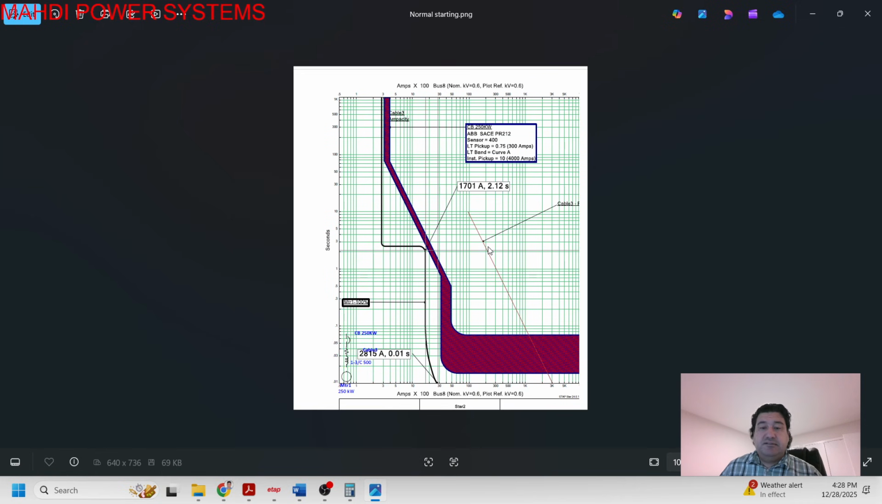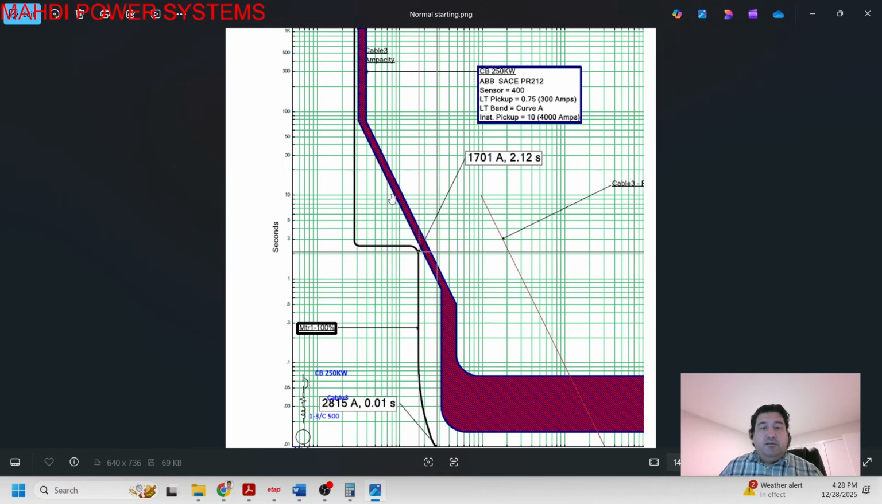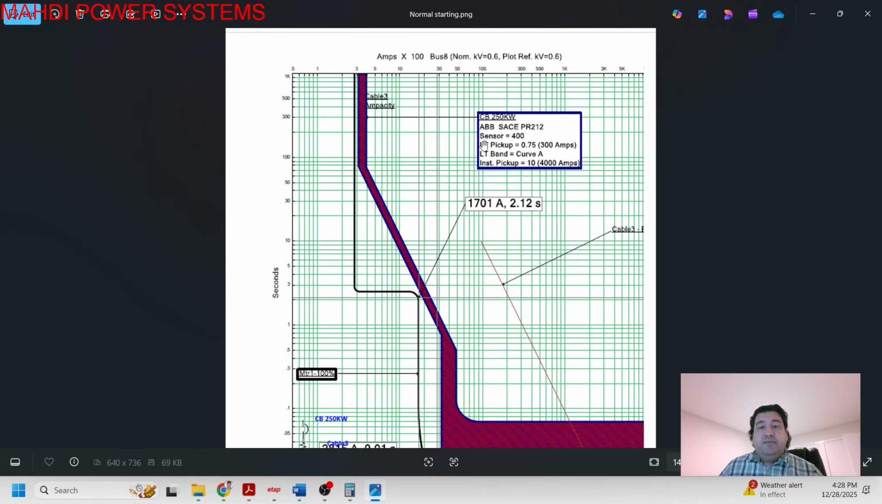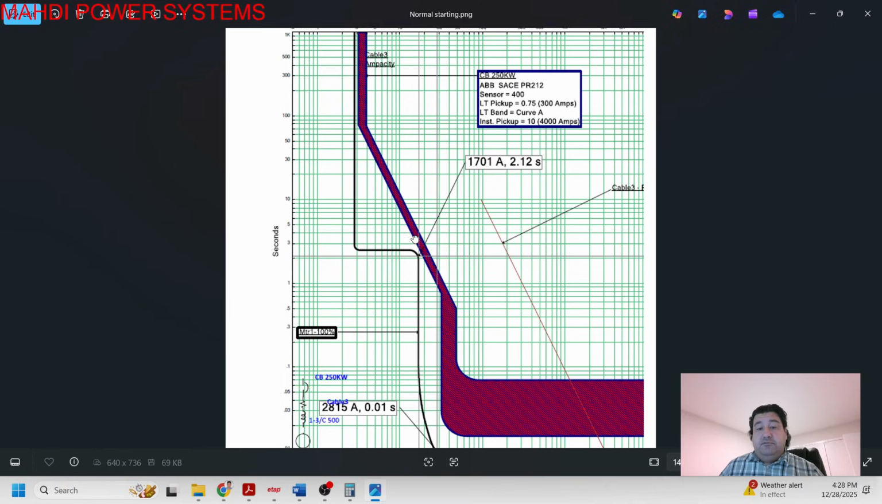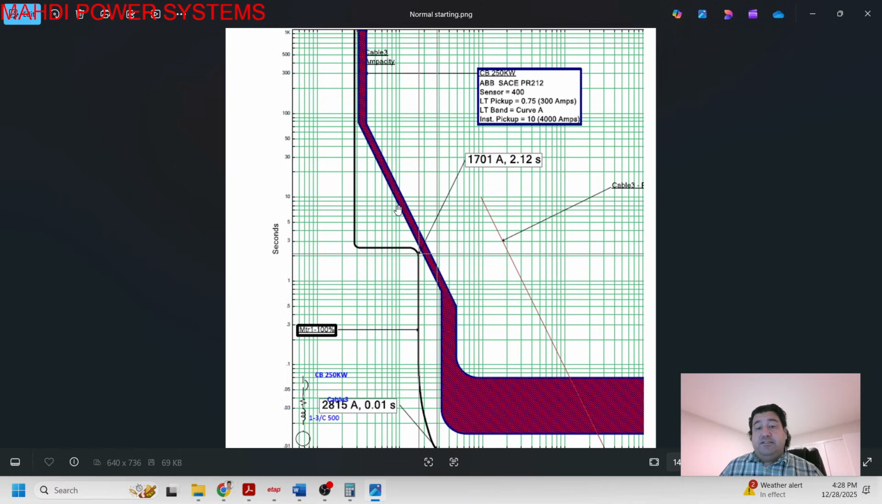This is NEC. Okay, here. If you see here, the sensor is a 400 breaker, 0.75, 300 amp, and the LT band is curve A. The most important thing is this curve doesn't intersect the TCC of the motor. That is correct. That means it allows the motor to operate.